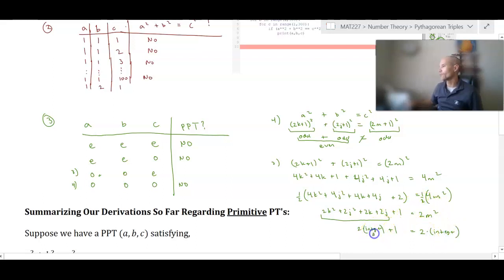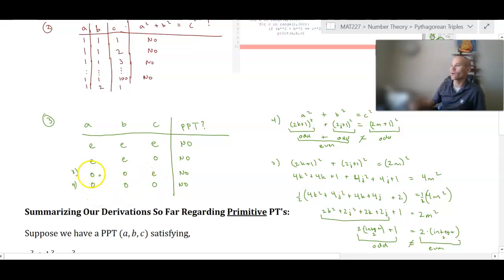So, and I'll just call this integer 1, and this is integer 2. Okay. Now, over on the left-hand side, this is actually an odd number, and over on the right-hand side, I have an even number, and once again, these cannot be equal to each other. So this is a definitive no.